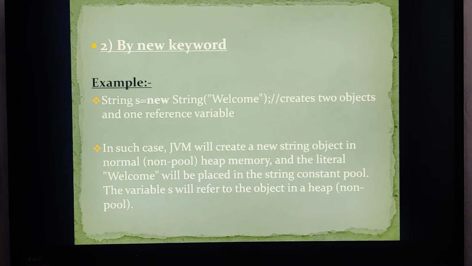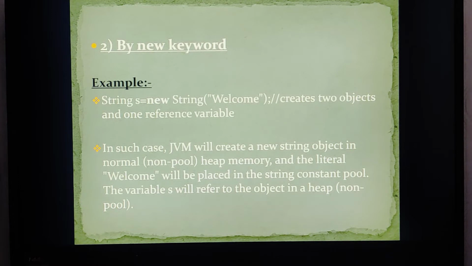So if I create a string using the new keyword, it will create two objects and one reference variable. How it creates two objects we will see. In such case, the JVM will create a new string object in normal memory, means in the heap area, and the literal "welcome" will be placed in the string constant pool. The variable will refer to the object in the heap, not the constant pool. The reference will point to that object.